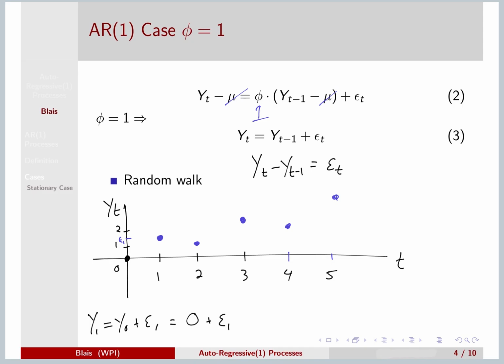So like this, the distance here between these two would be epsilon 2. The distance between these two, epsilon 3. The distance between these two, epsilon 4, and the distance between these two, epsilon 5. So we have the random walk case when our AR1 has a phi of 1.